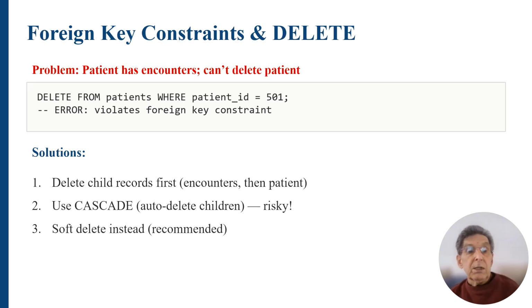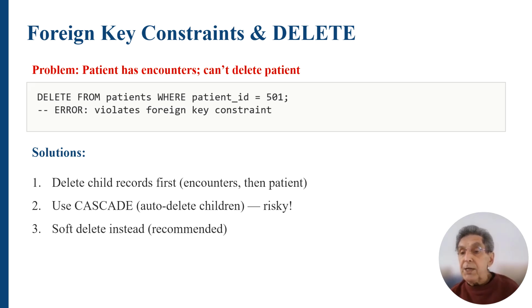You have 3 options. First, delete the child records first, like the encounters. Delete all the encounters for patient 501 and then delete the patient. But those encounters might have their own children, like diagnoses and medications and procedures or lab results. So you'd have to delete all those first before you can delete the encounter. So this cascades through your entire database schema.